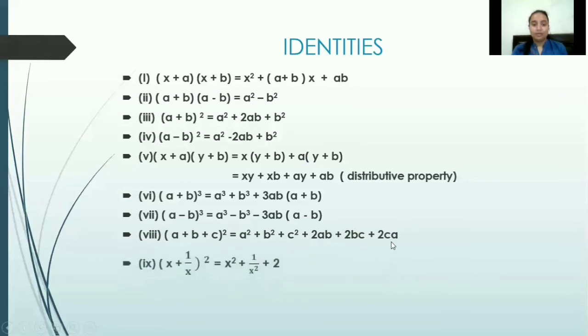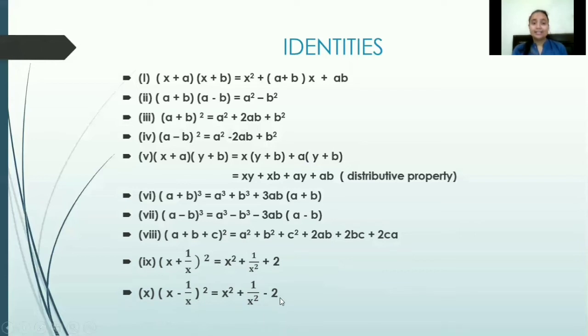Now this expression comes from a plus b whole square, where a is x and b is 1 by x. Even if you forget it, use this formula, keep x here and 1 by x here, and you'll get it: x square plus 1 by x square plus 2. The ab term is not there because they cancel while expanding it. Now the 10th one, the subtracted one: x minus 1 by x whole square is x square plus 1 by x square minus 2.